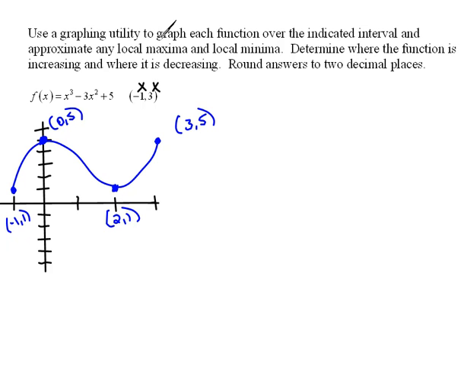Okay, so use a graphing utility to graph each function over the indicated interval and approximate any local maxima or local minimum. So for a max, we found the point (0, 5). This is another good advantage to drawing everything out first, labeling everything you see, because then you can just go back and answer the questions. Okay, our minimum value here looked like it was (2, 1). That was that local minimum we found.